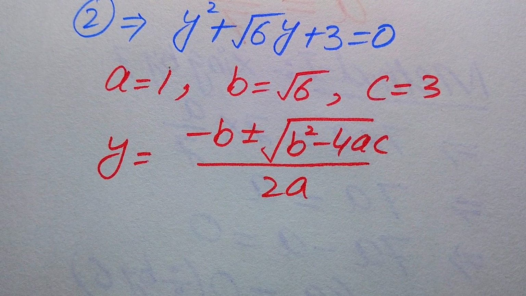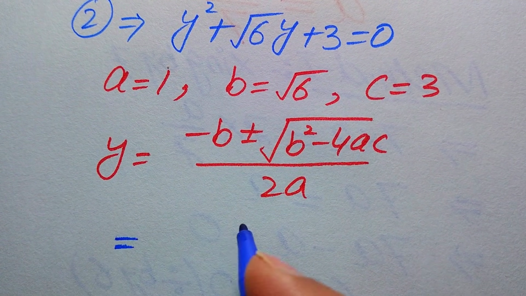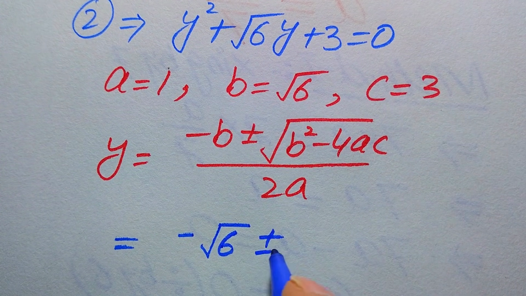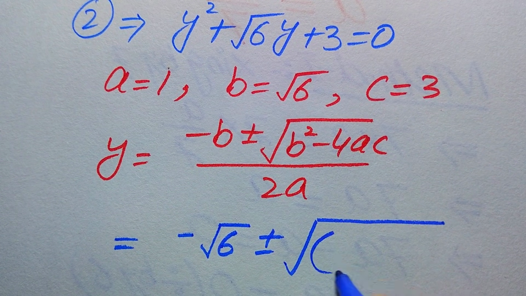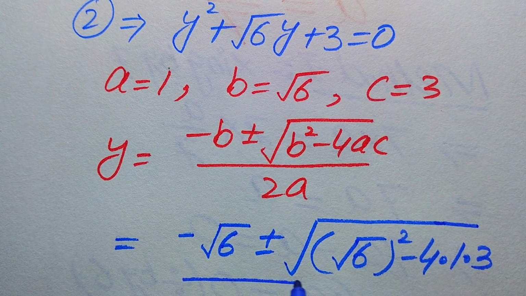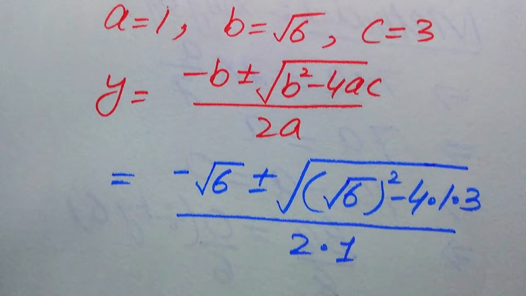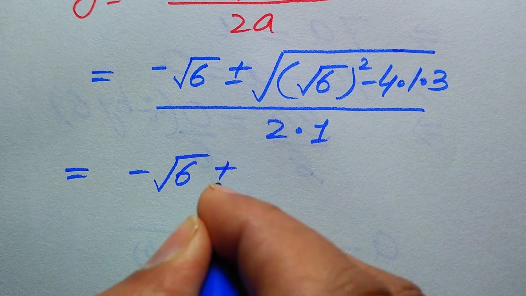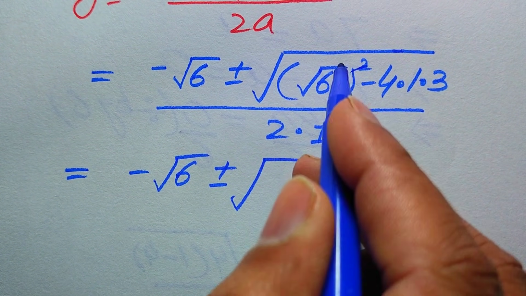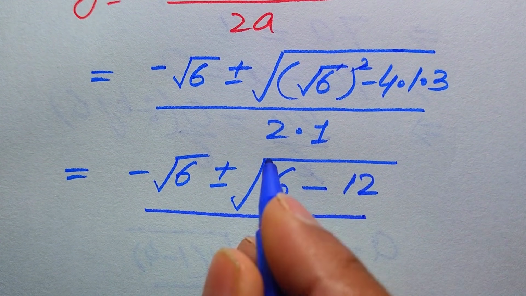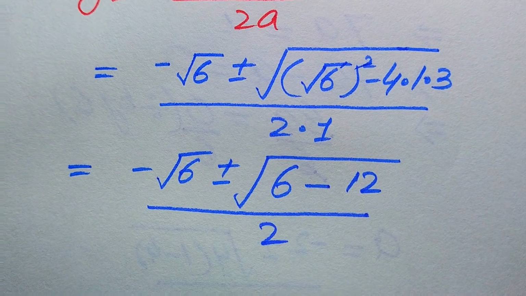This is our quadratic formula, and here we substitute all the values of a, b, and c. The value of b is square root of 6. When you put it here, it becomes minus square root of 6 plus minus square root of b square. So the value of b is square root of 6 and its whole square minus 4 times a is 1 and c is 3, and it is divided by 2 times a, and here our a is equal to 1. So we have minus square root of 6 plus minus square root of, the 2 and square root are gone, and we get here 6 minus 4 times 3 becomes 12, and it is divided by 2 times 1 is equal to 2.